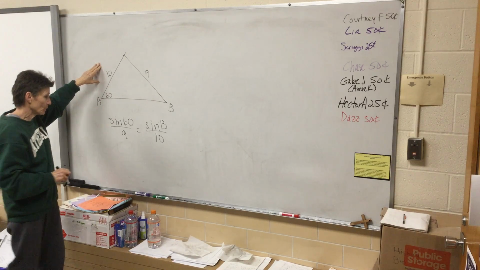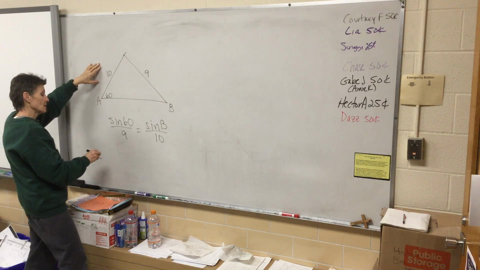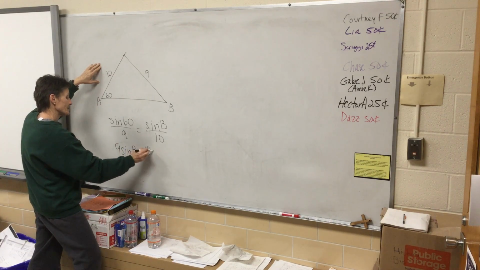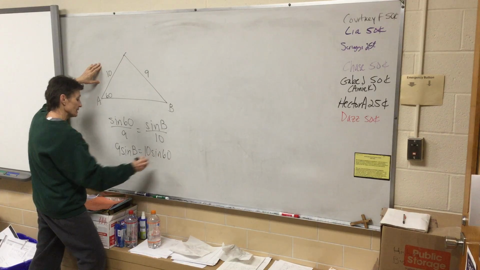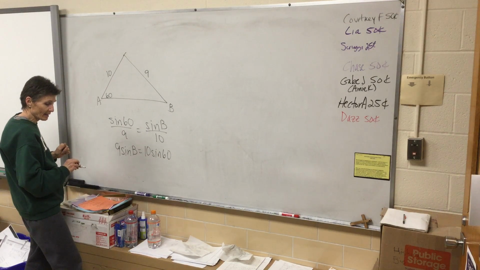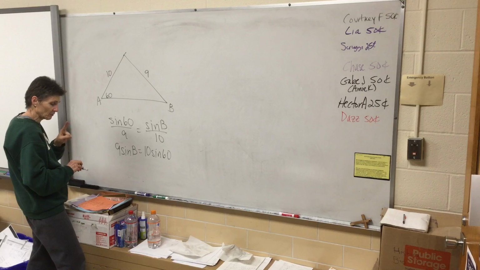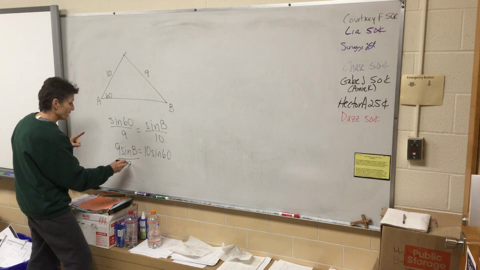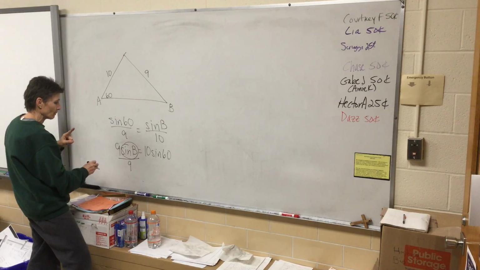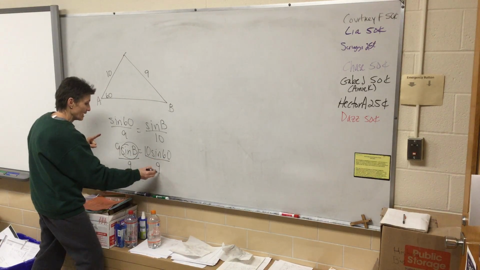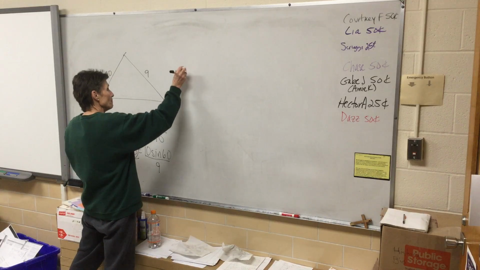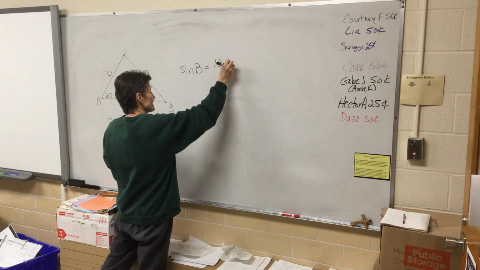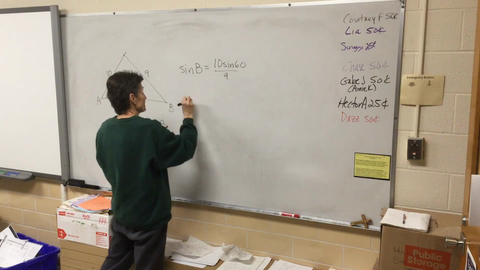Now remember, we're going to cross multiply. So 9 sine b equals 10 sine 60. But then what are we going to divide by? One little thing. What is the little thing we're going to divide by? 9. Because sine b cannot be separated. So we're going to divide by 9. So sine b equals 10 sine 60 divided by 9.